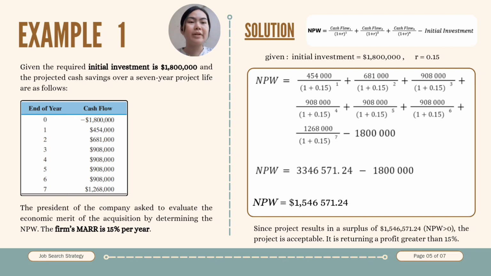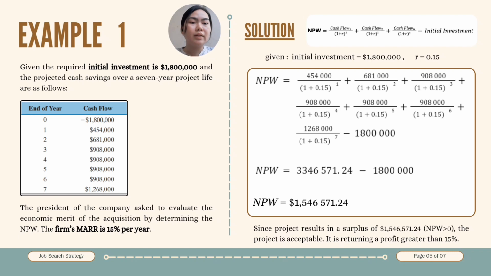So for the solution, we can directly use the NPW formula. Again, we are given the initial investment equal to 1.8, and then the R we can obtain from the firm's MARR value, which is 15% per year, so it is equal to 0.15. For that, we can just substitute the values from the table of the end of year and also the cash flow into the formula, and we will get the final answer, which is 1.5 million.